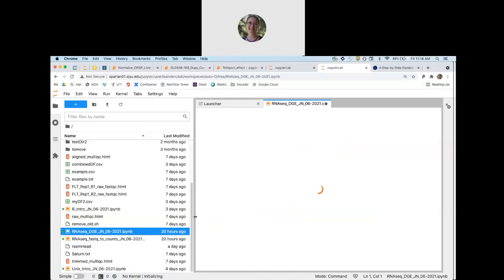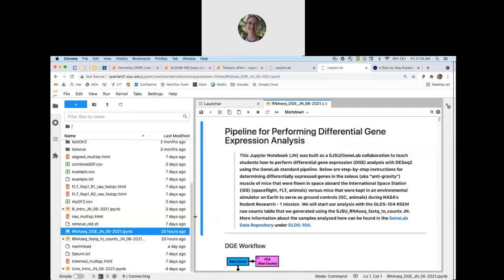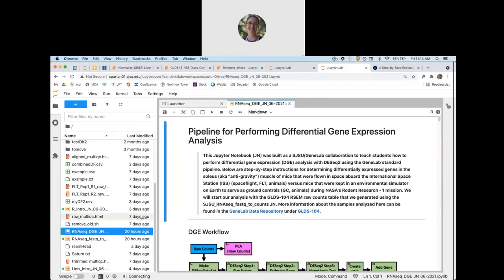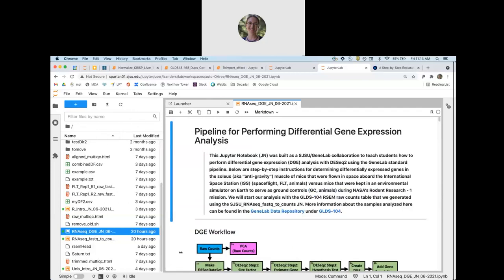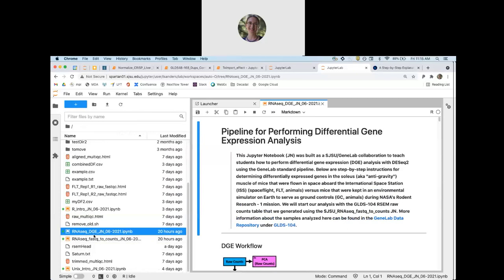And once it's open, please make sure that the kernel says R idle or R busy in the bottom left-hand side. So that's the RNA-seq DGE notebook. Please let me know if anyone is for some reason having issues connecting to the Jupyter notebook, JupyterHub.